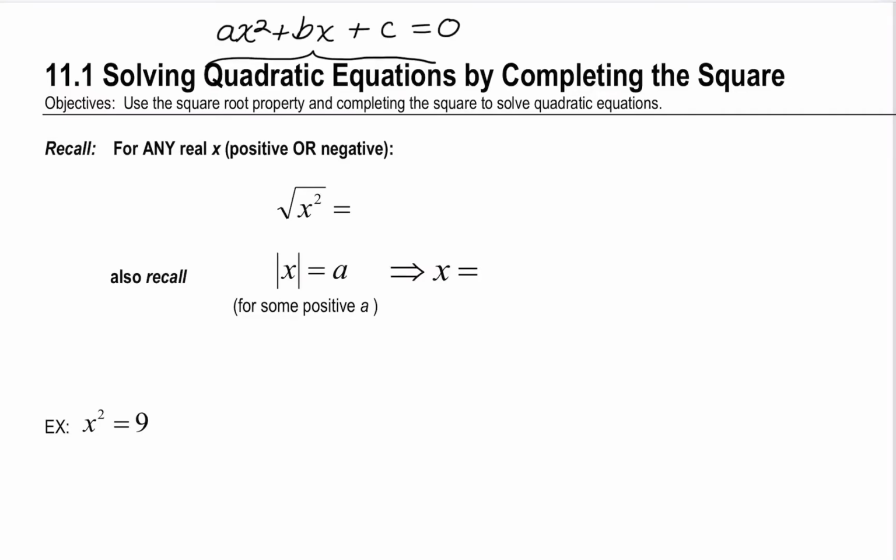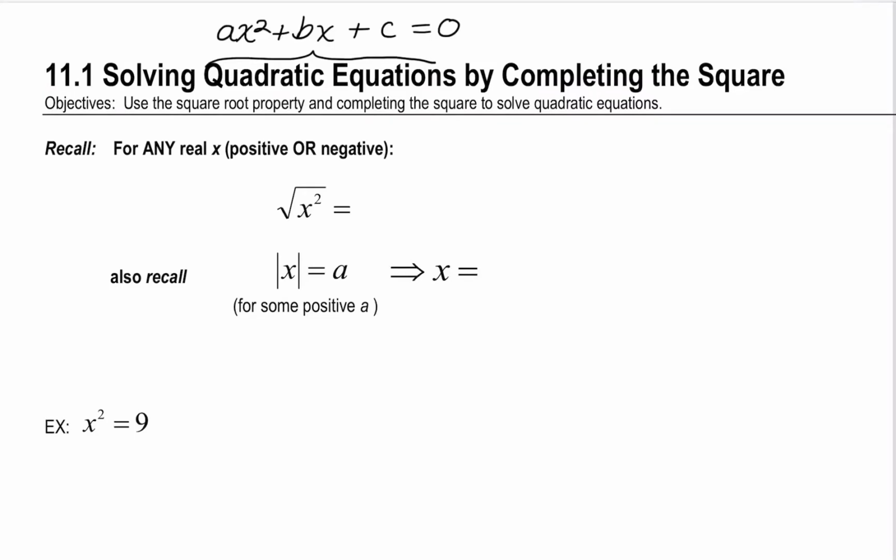Chapter 11 is going to be on solving quadratic equations. When we say a quadratic equation, we're talking about a polynomial equation of degree 2, ax squared plus bx plus c equals 0. That would be in a simplified form.